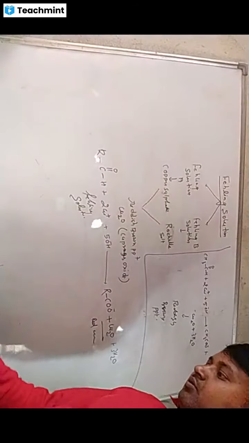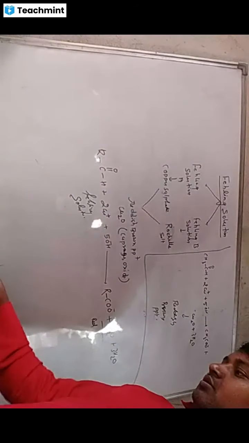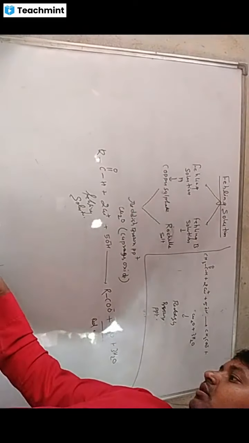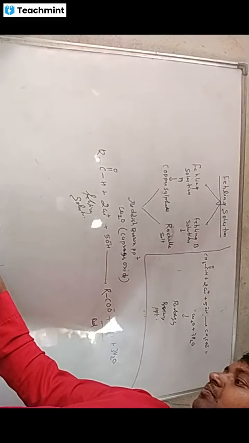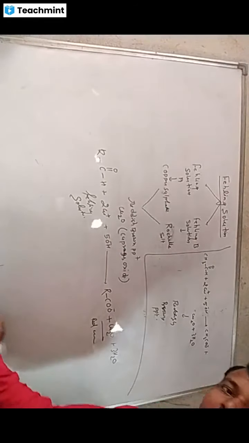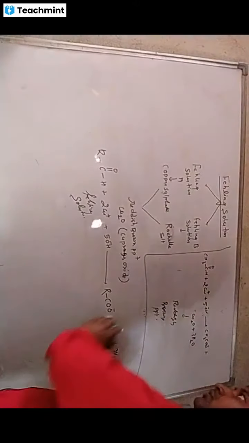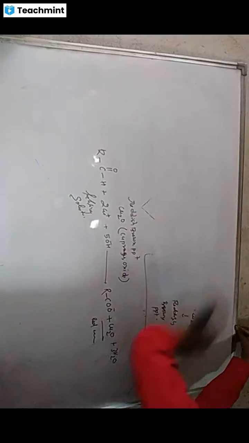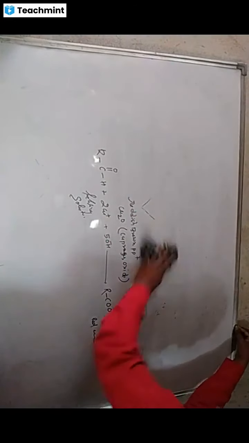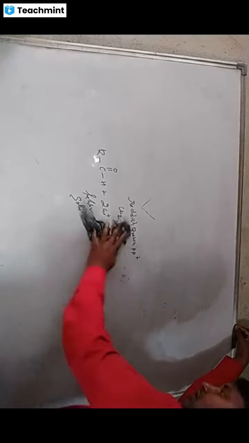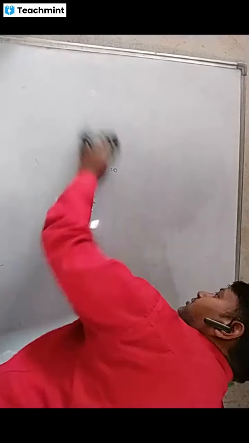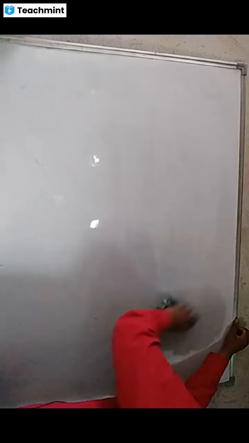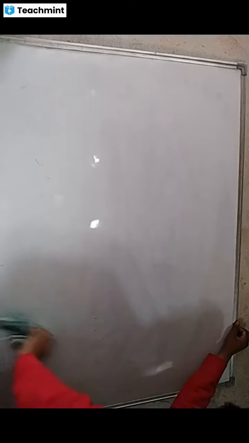I start Chapter 4. Chapter 4 is Carbon and its Compounds, class 10. Most of this chapter is already covered. Only a few topics are left in this chapter.